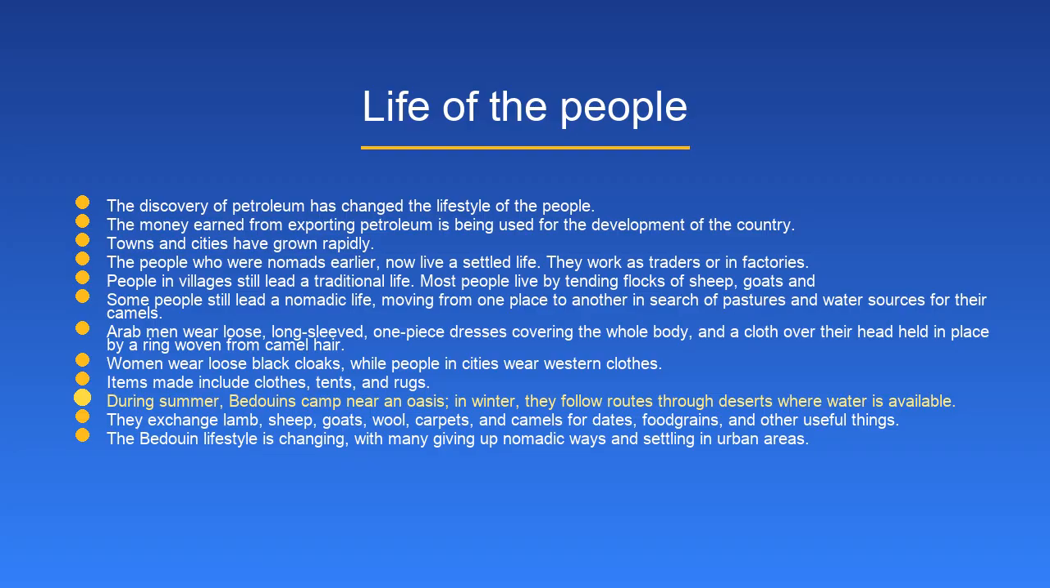During summer, Bedouins camp near an oasis. In winter, they follow routes through deserts where water is available. They exchange lamb, sheep, goats, wool, carpets, and camels for dates, food grains, and other useful things. The Bedouin lifestyle is changing, with many giving up nomadic ways and settling in urban areas.